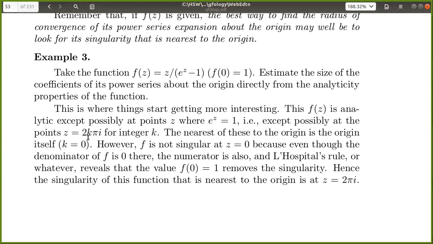So what is the next singularity from here? 2πi, which means you take the integer k equals 1. Or equivalently, you could have taken k equals minus 1. Not an issue, but since we are always interested in mod z, even if I take minus 1, it's going to come down to 2πi. So this is the one which is nearest to the origin.